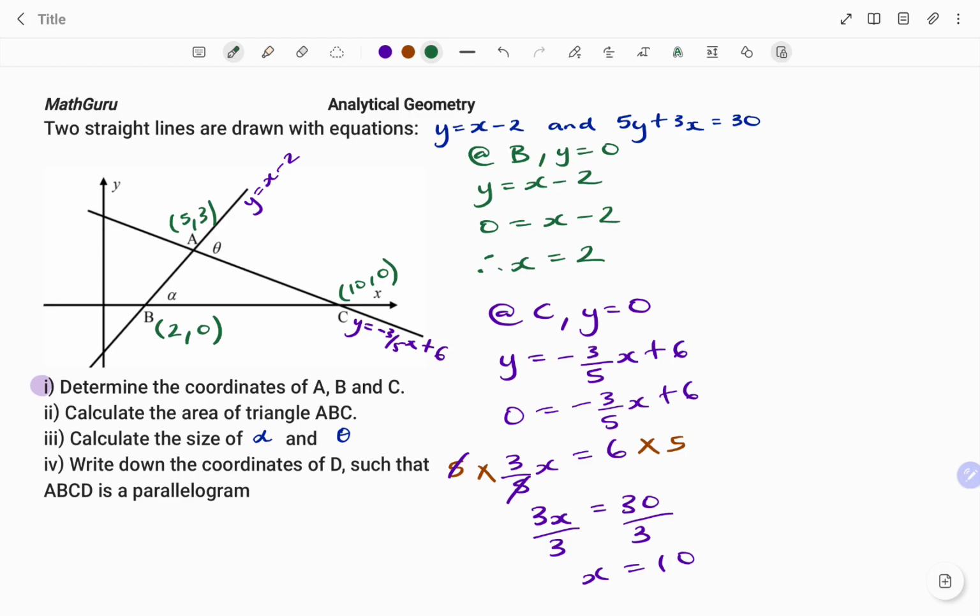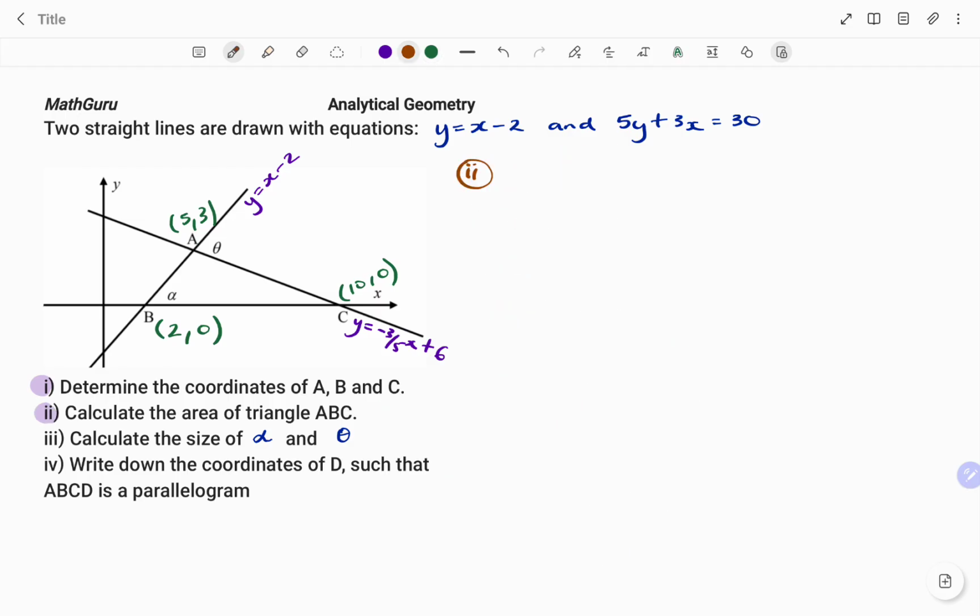Moving to the second part of the question, we are to calculate the area of triangle ABC. The first step is to draw a rough sketch of my triangle ABC as shown. I have point B with coordinates (2, 0). I have point C with coordinates (10, 0). And then I have point A with coordinates (5, 3).